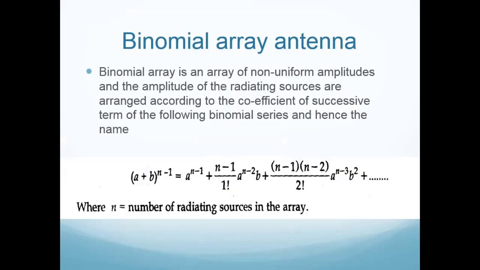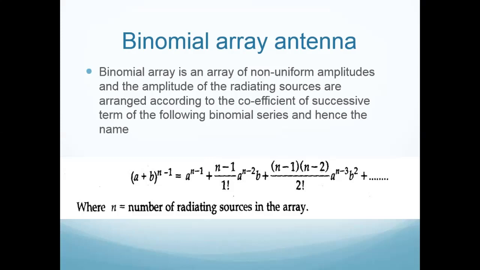Binomial array antenna. A binomial array is an array of non-uniform amplitudes. Here, non-uniform amplitudes means that the different antennas in a binomial array have different amplitudes, but the spacing of the antennas is equal. So from one antenna to another antenna, the distance is the same, but the amplitudes are different. That is a binomial array.